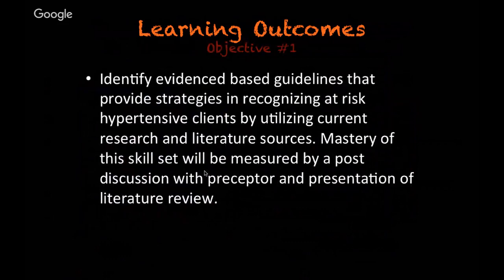Objective number 1 is to identify evidence-based guidelines that provide strategies in recognizing at-risk hypertensive clients by utilizing current research and literature sources. Mastery of the skill set will be measured by a post-discussion with preceptor and presentation of the literature review.